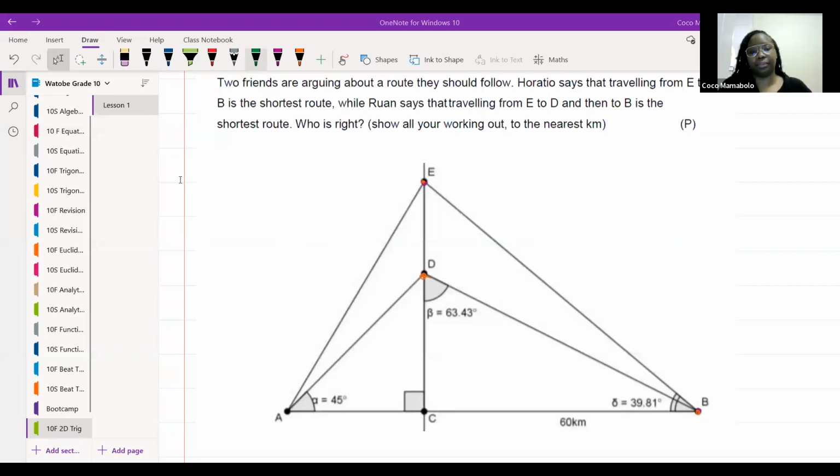Any volunteer? Good, good. Michael says E to D, and I agree. We're going to have to look for the length of ED. What else do we need to look for? Good. E to B, good, EB. And the last one should be D to B, good, DB. Good. So we're going to be looking for all of these.